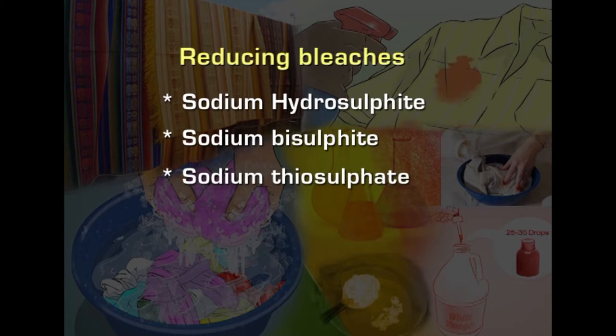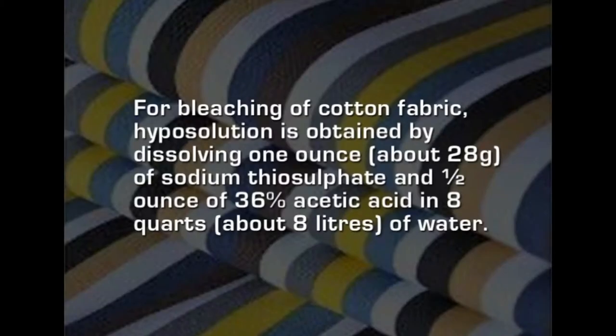The next is sodium thiosulfate. The chemical is also a reducing agent, which acts through liberation of sulfur dioxide. For bleaching of cotton fabric, hypo solution is obtained by dissolving 1 ounce, about 28 grams, of sodium thiosulfate and 1/2 ounce of 36% acetic acid in 8 quarts, that is about 8 liters of water. The fabrics are then treated with sodium bisulfite bleach.